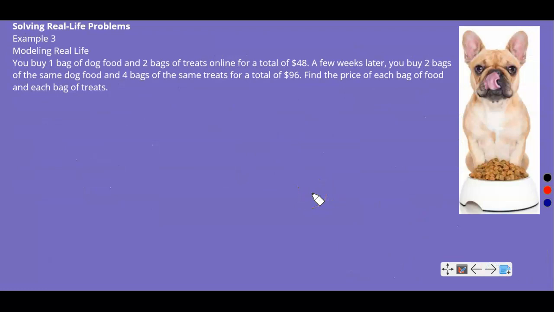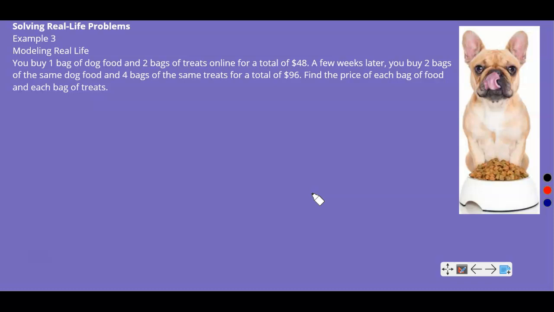All right, the last example, solving real life problems. You buy 1 bag of dog food and 2 bags of treats online for a total of $48. A few weeks later, you buy 2 bags of the same dog food and 4 bags of the same treats for a total of $96. Find the price of each bag of food and each bag of treats.